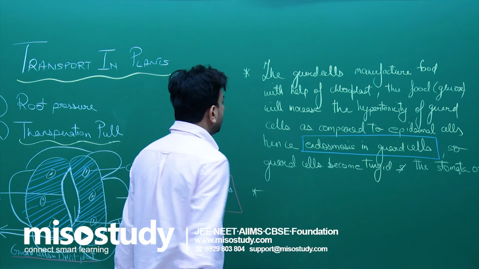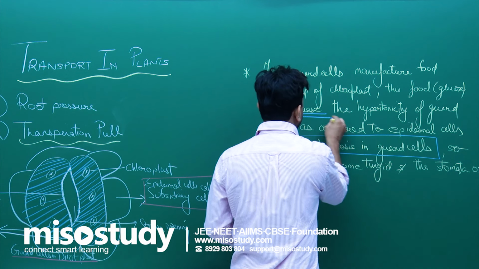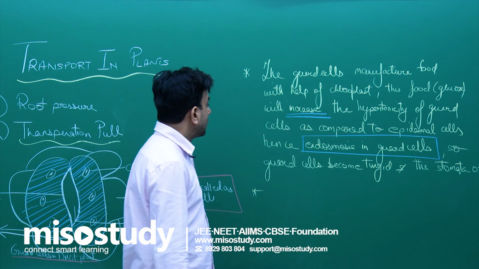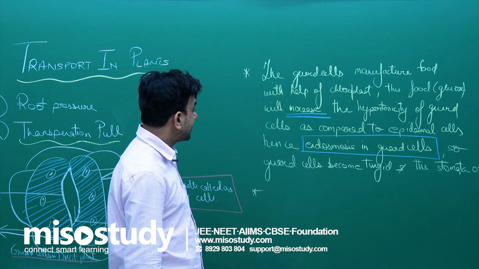The other hypothesis, so what is this? The guard cells manufacture food with the help of chloroplast. This happens during the morning because photosynthesis is happening. This food, that is glucose, will increase the hypertonicity of the guard cell. Okay, this is important, it will increase the tonicity as compared to the epidermal cells, hence endosmosis in guard cells. So the guard cells become turgid and the stomata opens.